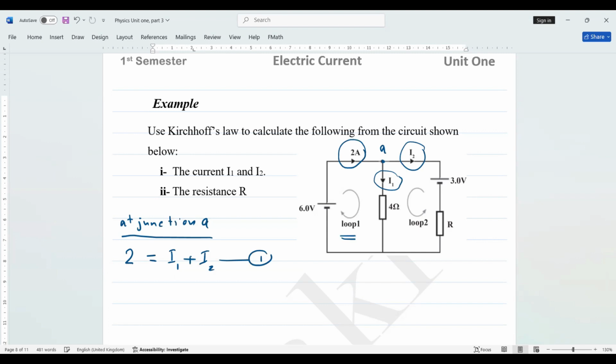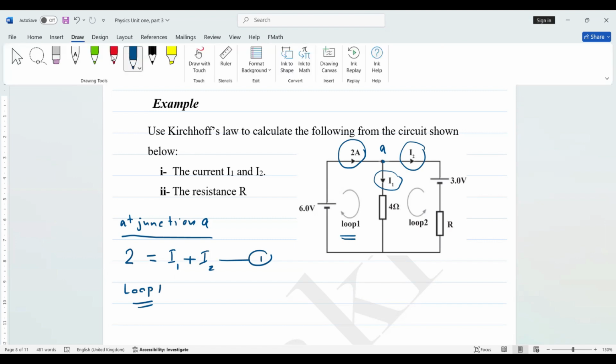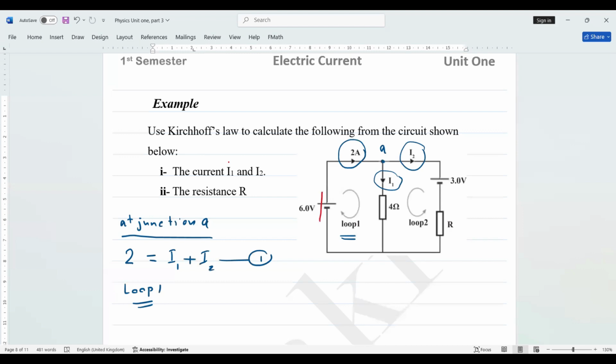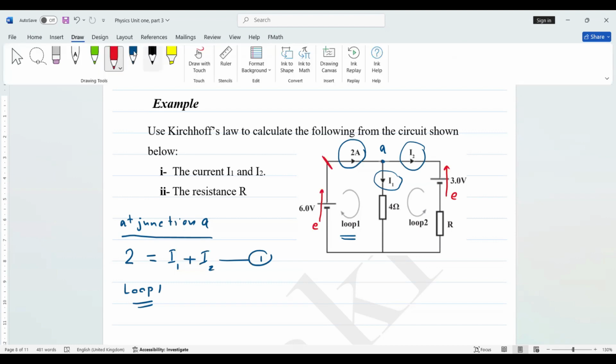So we use loop 1. Now we go to loop 1. We apply Kirchhoff's second law. Before we start loop 1, we have to put the direction of electron flow. So this is the direction of electron flow. Also here, this is the direction of electron flow. But just we look at loop 1. Now we can start from any point. This is the loop. We can start from this point and go around the circuit in the same direction of the loop.